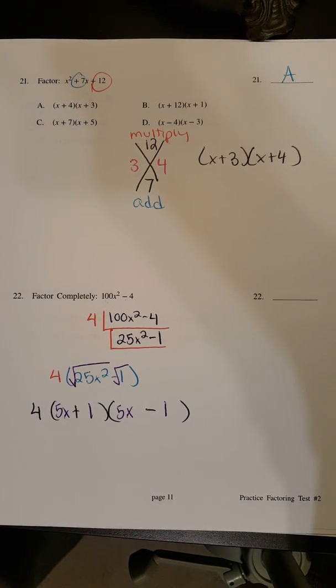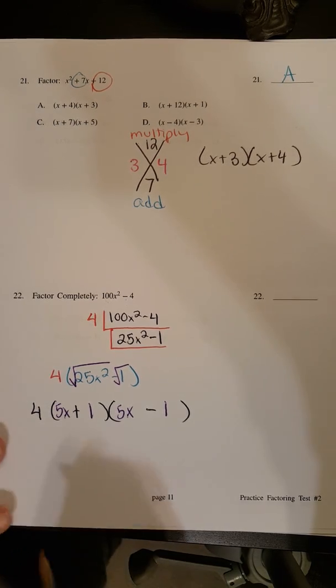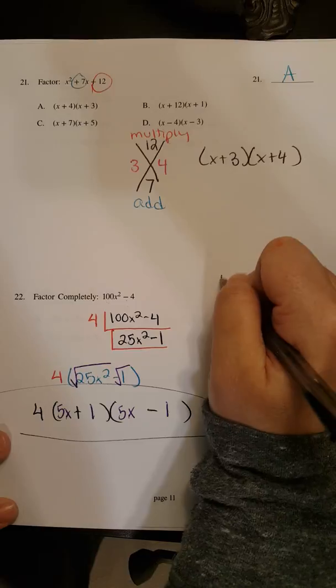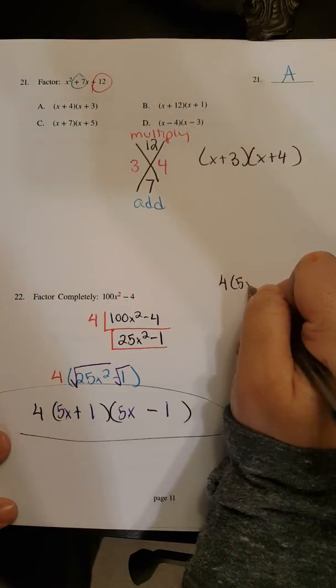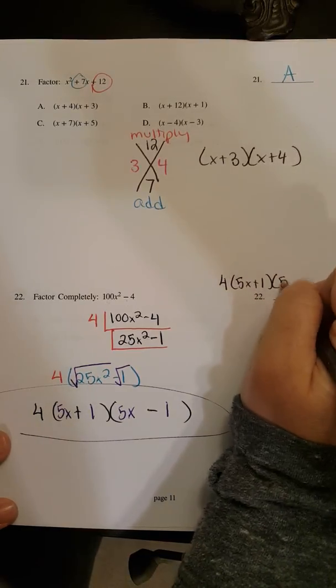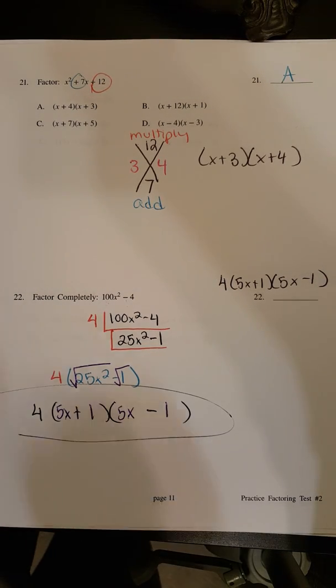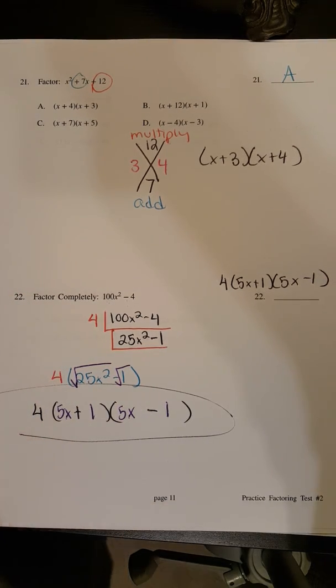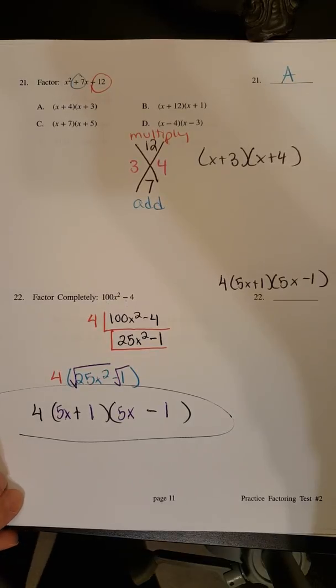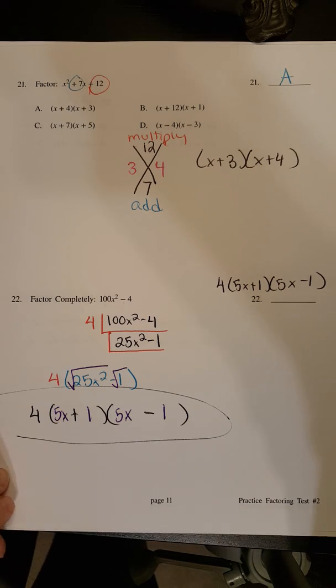Remember, when you're talking about the square root, you're looking for what number times itself gives you that number. So this would actually be our final answer here, the 4 and 5x plus 1 and 5x minus 1. So be careful. Always check for a GCF first, because I guarantee there would be people missing that problem. And without the GCF, it is not fully correct.